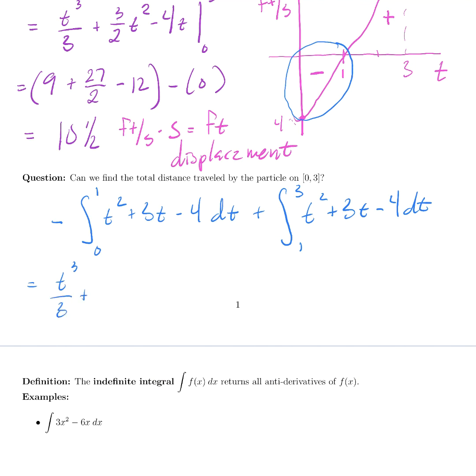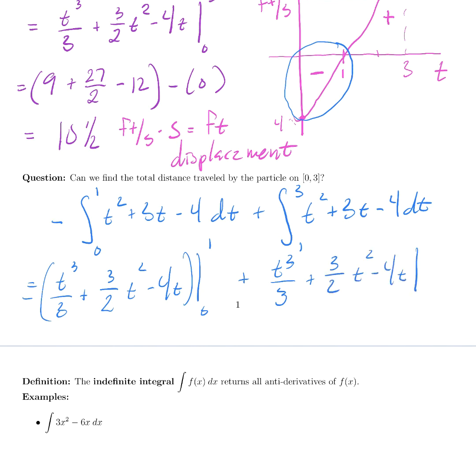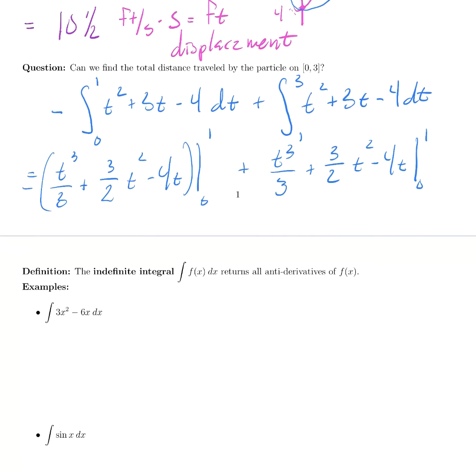T cubed over 3, plus 3 halves t squared minus 4t, evaluated first from 0 to 1. We need to hit all of that with a negative, plus that same t cubed over 3 plus 3 halves t squared minus 4t, again evaluated from 0 to 1. Okay, let's see, I put 1 in there. What do I get? I get 1/3 plus 3 halves minus 4. I put 0 in. Whoops, let's fix this one over here.